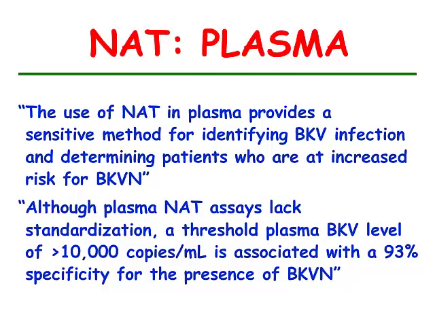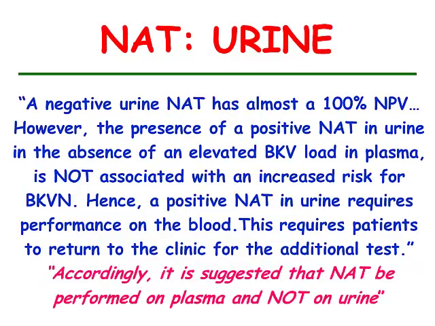And what about testing nucleic acid in the urine? A negative urine nucleic acid testing has almost 100% negative predictive value. However, the presence of a positive NAT in urine in the absence of an elevated BKV load in plasma is not associated with increased risk for BKV nephropathy. Hence, a positive NAT in urine requires performance on the blood.